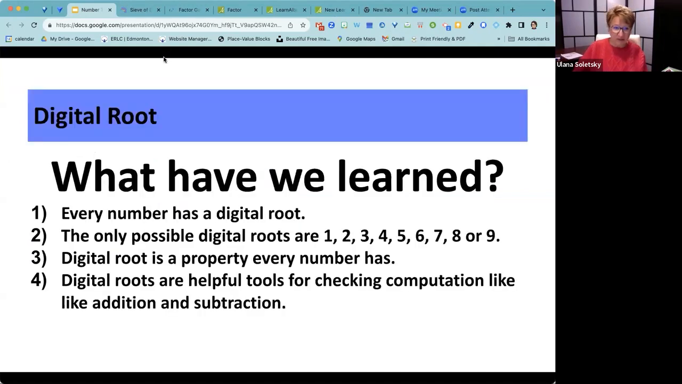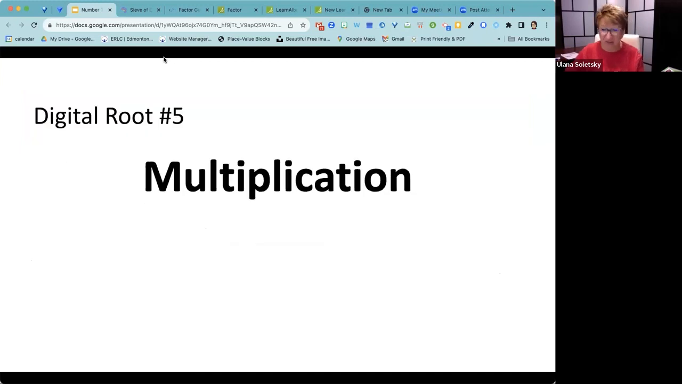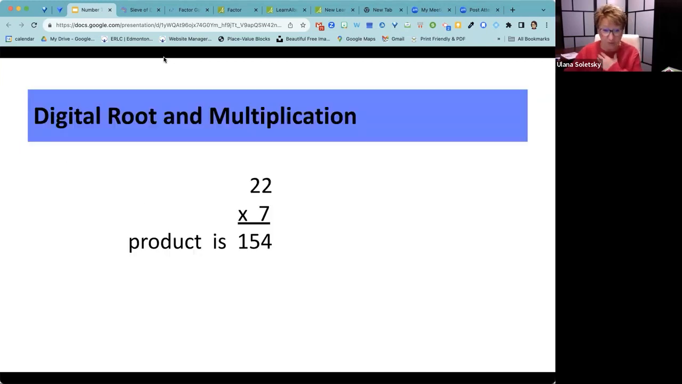And now, what have we learned? We've learned that every number has a digital root. The only possible digital roots are 1, 2, 3, 4, 5, 6, 7, 8, or 9. We've learned that every digital root is a property that a number has. They're really helpful for checking computation, like adding and subtracting, but they're really helpful for when we're doing multiplication. Same thing here. We can check when we are doing multiplication.